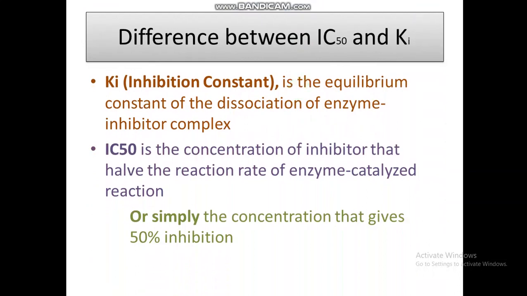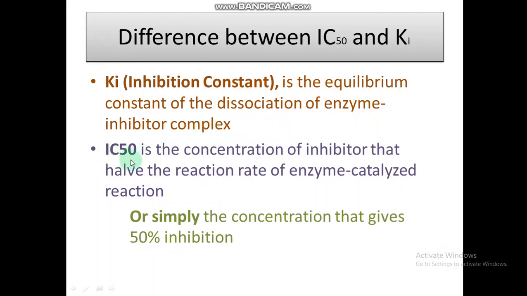Then we should know the difference between IC50 and Ki value, because most of the time students get confused about what IC50 is and what Ki is. Both of these are different, because Ki is the inhibition constant, and it is the equilibrium constant for the dissociation of the enzyme inhibitor complex. So we can say that it is the dissociation constant of the enzyme inhibitor complex, and I am going to detail how we can determine Ki in our next slides.